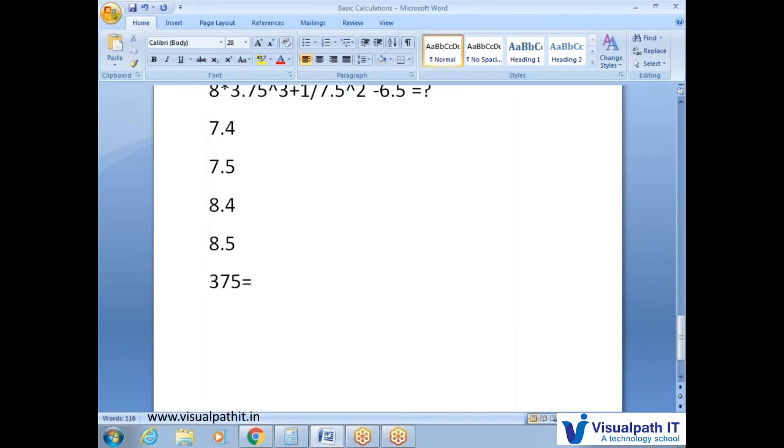375 means what? 3 plus 7 plus 5. Clear? 3 plus 7 is 10, 10 plus 5 is 15. 15 means again a double-digit number. So again converting into a single digit. So 1 plus 5 is equal to 6. Here, what is the question? 8 into 6 cube. What is 6 cube? So simplify to a single digit.